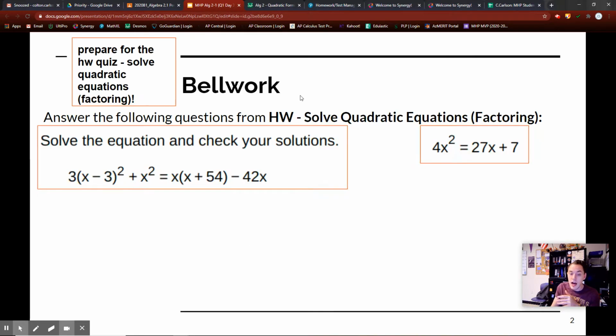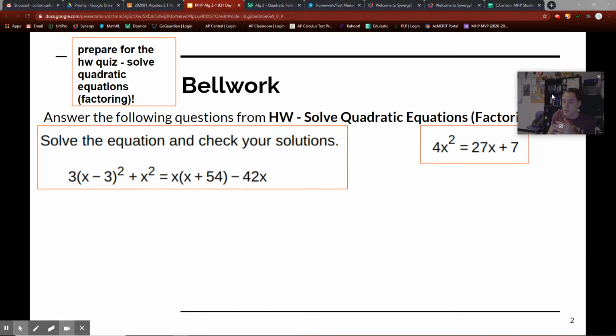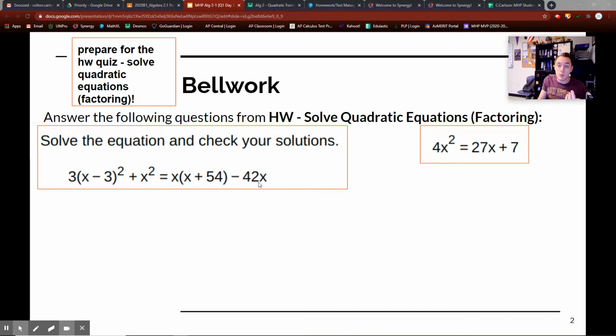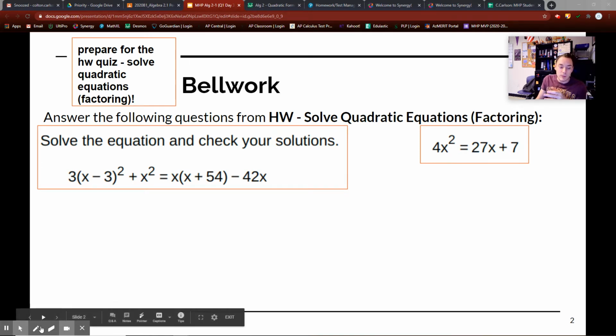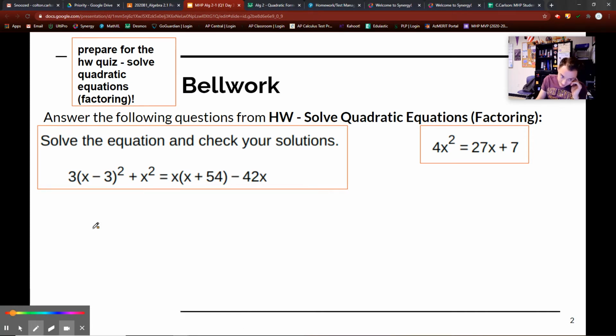Let's go to town. I only have 2 questions for you concerning your bell work, and that will more than likely be on the homework quiz. These are questions from your homework as well. This is a rather difficult one right here. This one was a big one. And then this one right here was a moderate one. Okay? So I'll give you a second to write those down, and then we will get started.